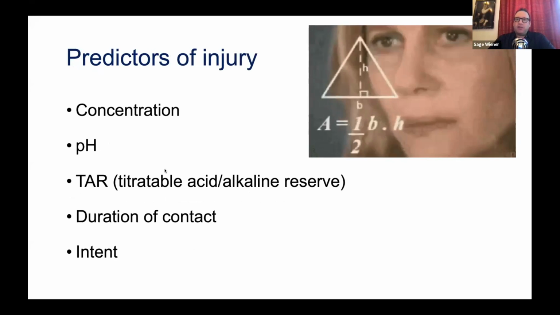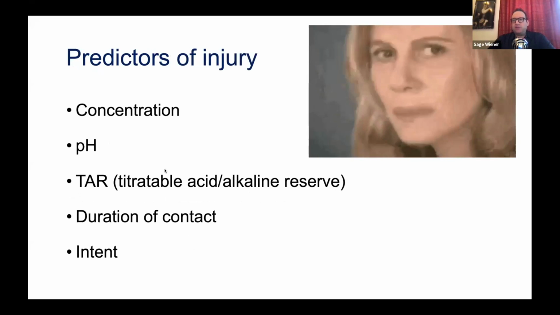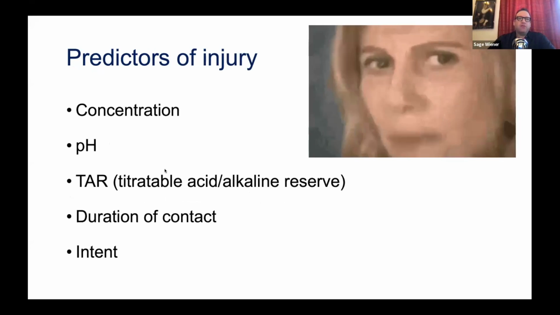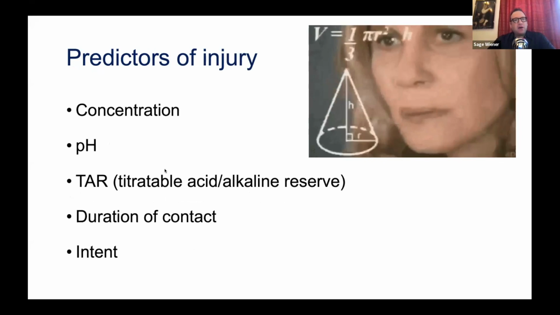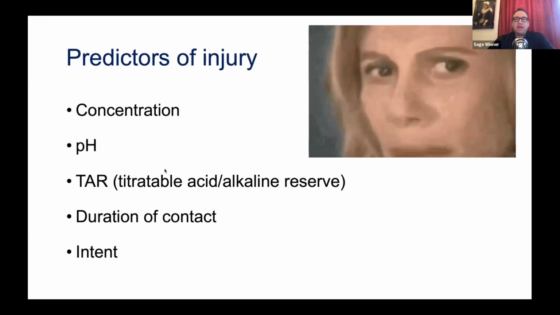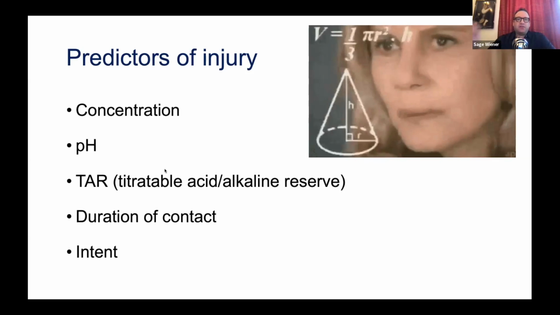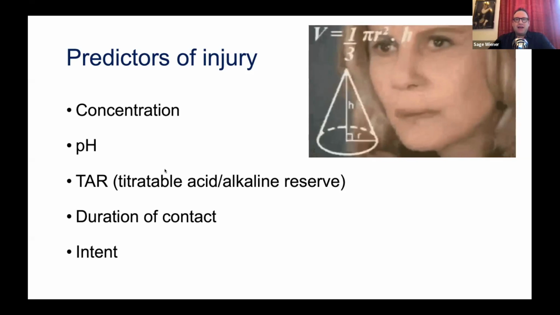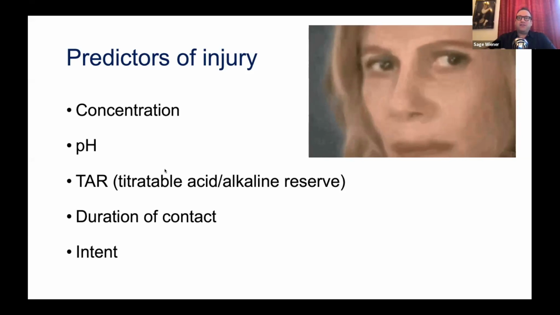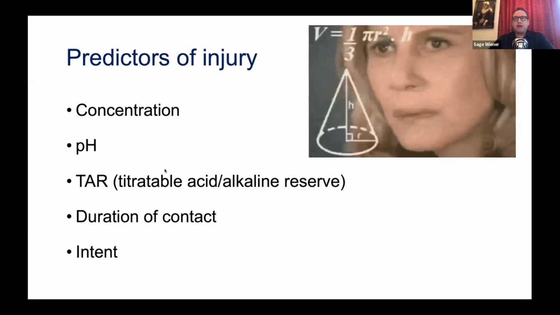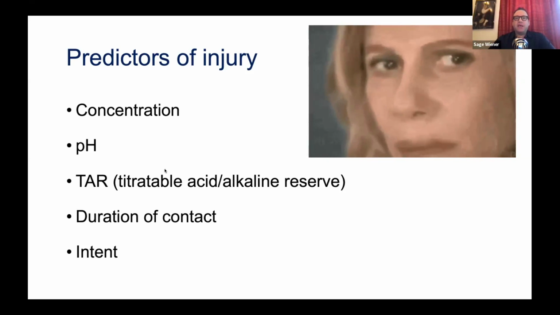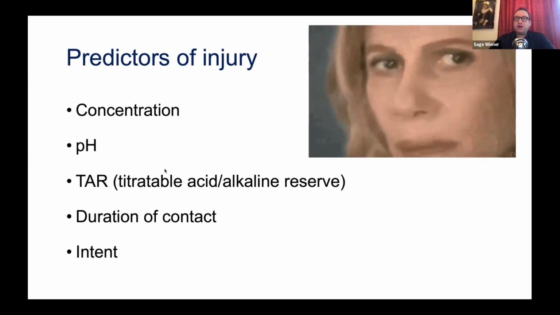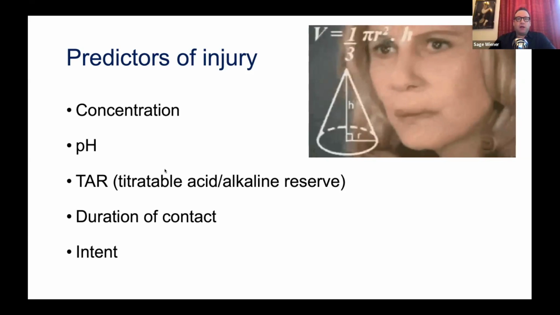So when we're thinking about things that predict injury, what is somebody potentially going to get a significant exposure from these? The things that go into that are the concentration, the pH of the substance, and then this concept of titratable acid reserve or titratable alkaline reserve. And that basically is how much of the other one it takes to bring it to pH 7. So that kind of combines both the concentration and the pH of the substance that the person was exposed to. The duration of contact is also going to play a role, and then intent.